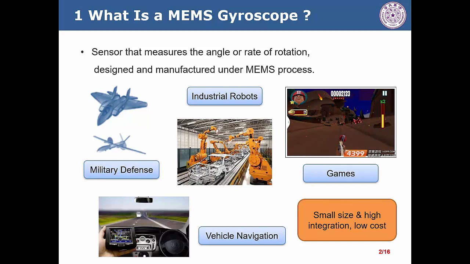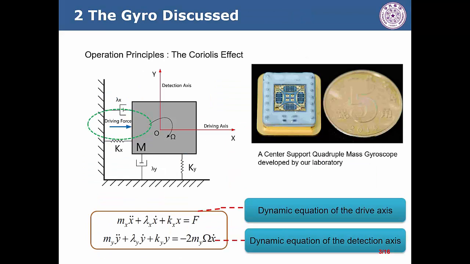process. A MEMS gyro is widely used in many fields such as military defense, like unmanned aerial vehicle, industrial robots, games, and vehicle navigation, like the gyro in your mobile phones. And in general, it has small size, high integration, and low cost. And now let's see the gyro discussed today. The right picture shows the gyro developed by our laboratory.